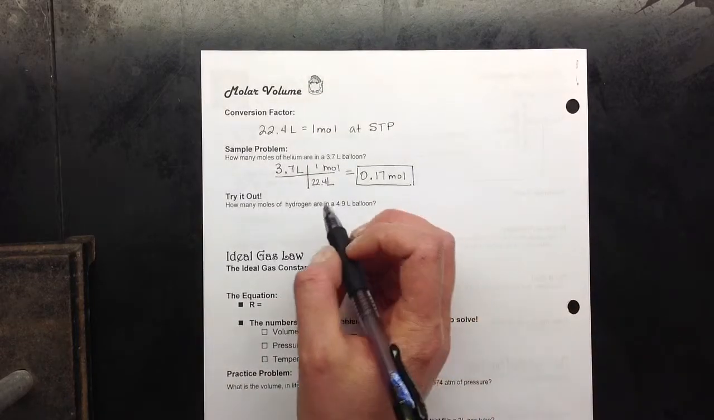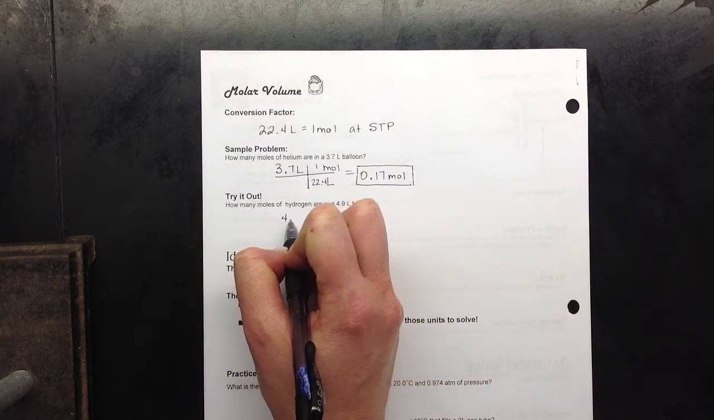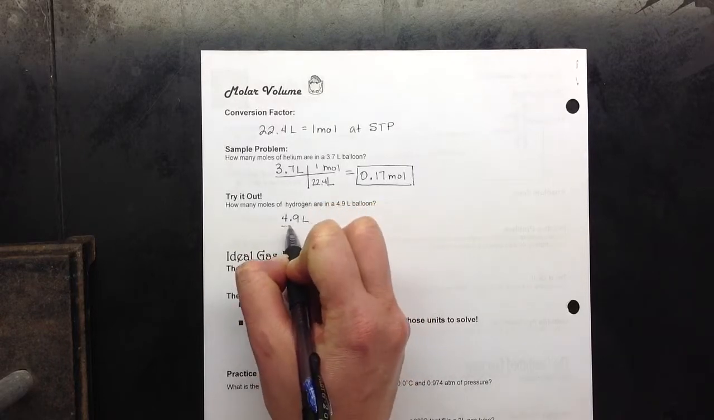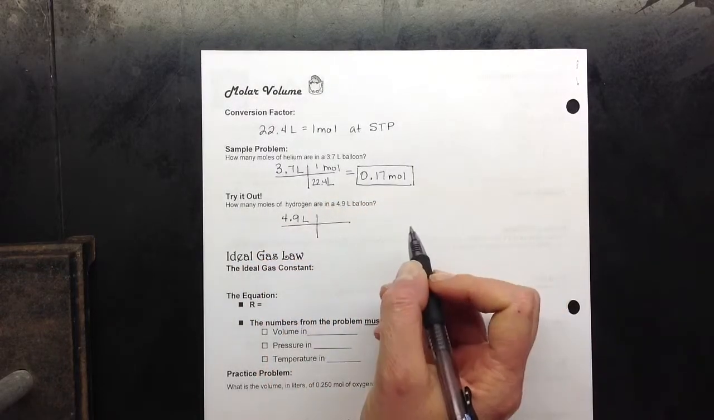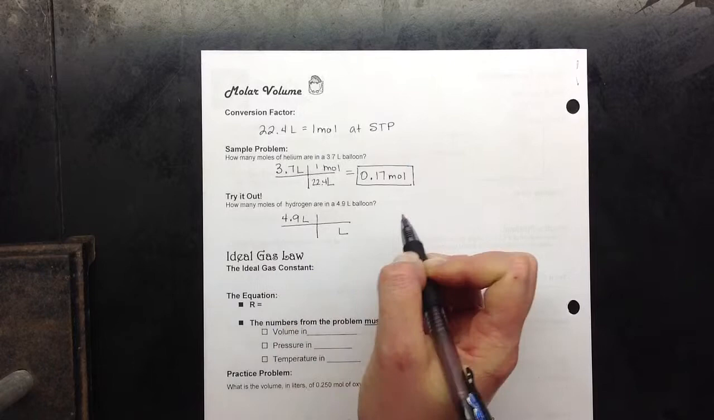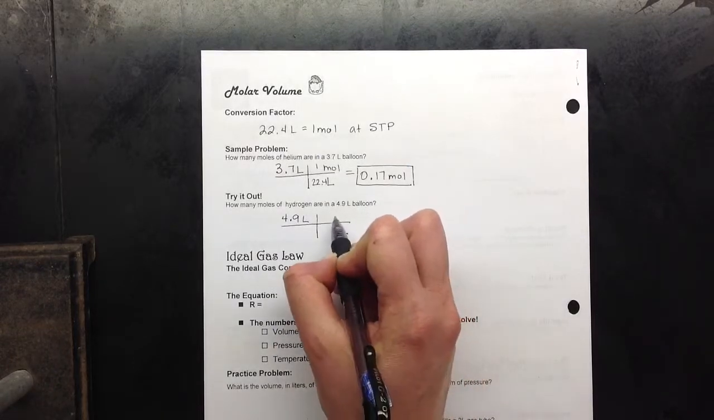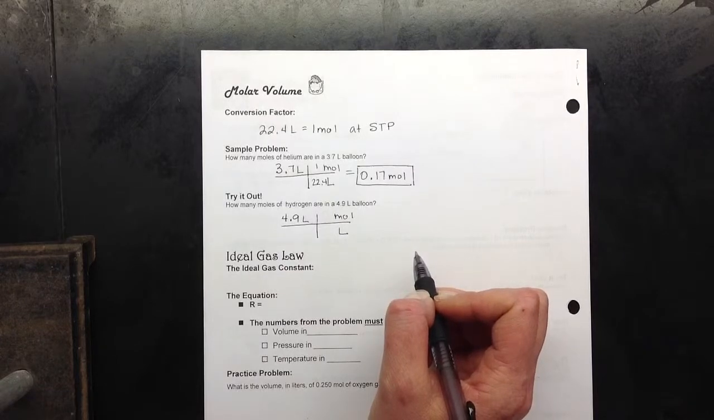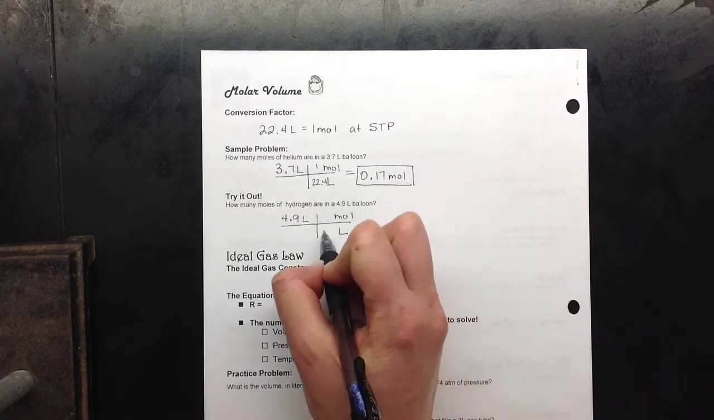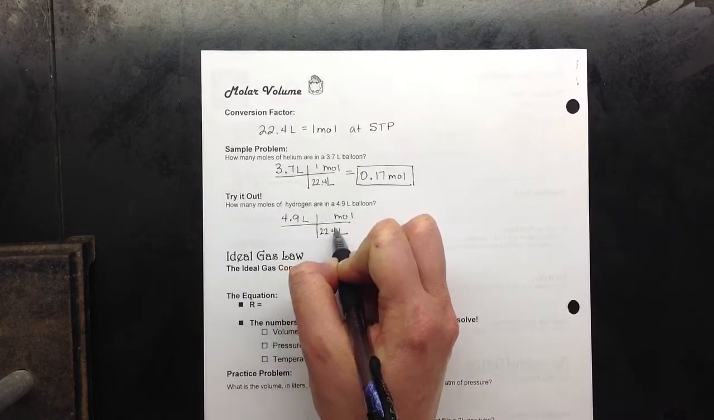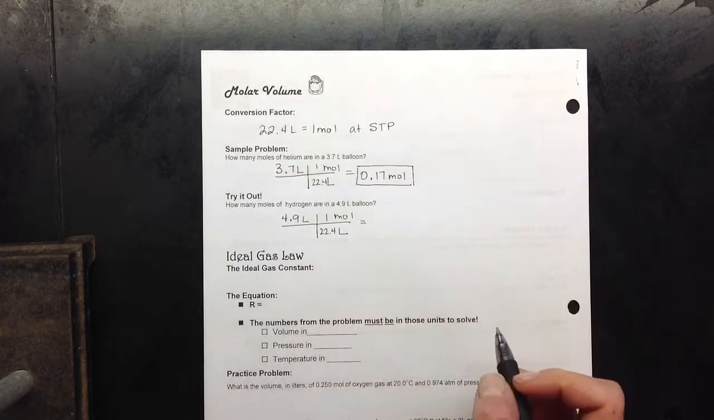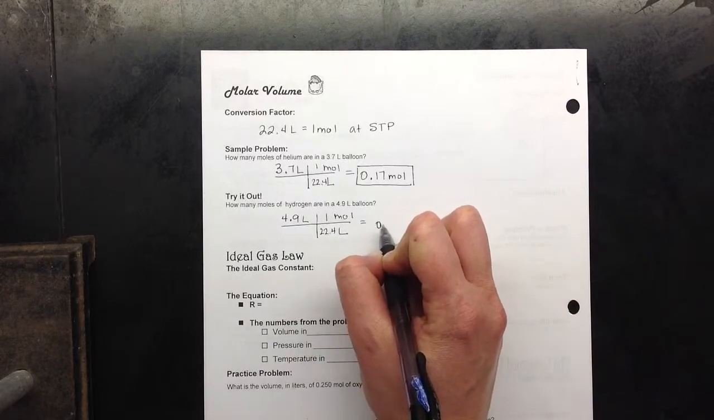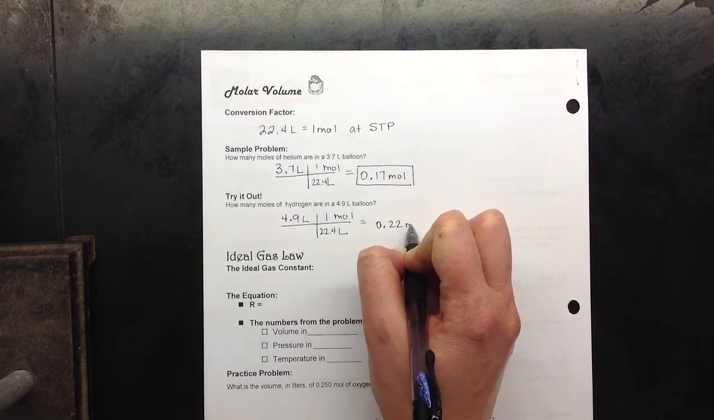Okay, so to solve this one, same as above, we take 4.9 liters. Move our units down. We're looking for moles, so moles go on the top. Our conversion factor, we know that 22.4 liters are in 1 mole. So we're going to go ahead and divide by 22.4. Our answer should be 0.22 moles.